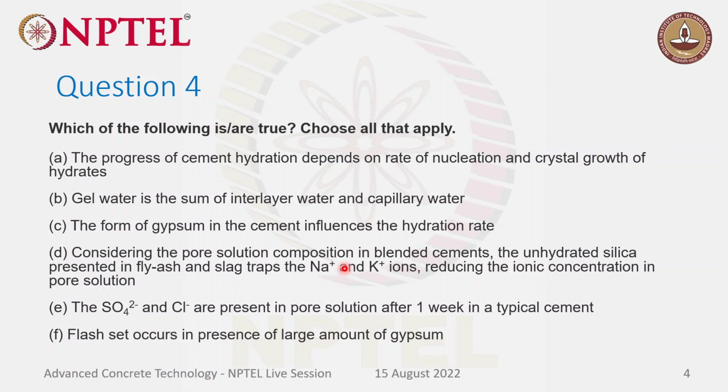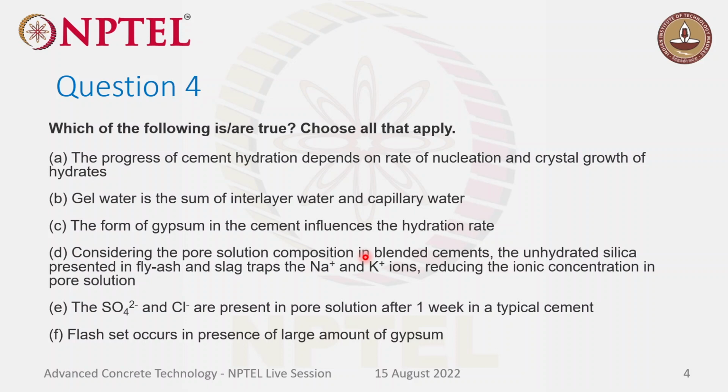Option D is considering the pore solution composition in blended cements. The unhydrated silica present in fly ash and slag traps the alkali ions, reducing the ionic concentration in pore solution. Then option E: sulfate and chloride ions are present in pore solution after 1 week of hydration of a typical cement paste.